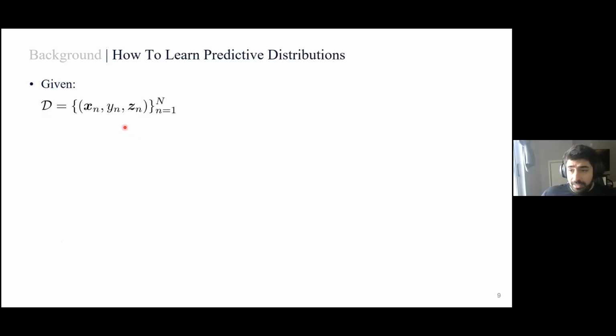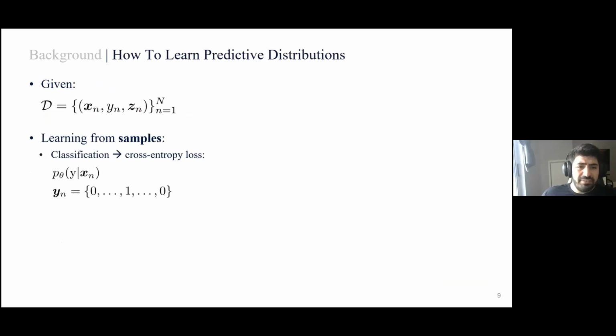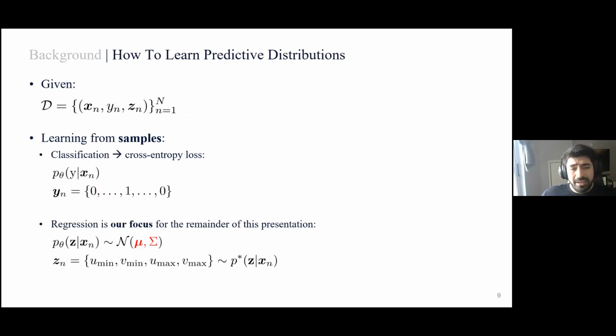Given a data set comprised of samples from the data generating distribution, our network should learn the parameters of the classification and regression predictive distributions. The classification task has been studied extensively in literature. We can just use cross-entropy loss to learn a categorical distribution. For the regression task, which is the focus for the remainder of this presentation, the problem is a little bit understudied in literature.